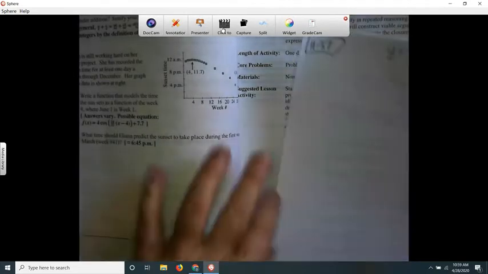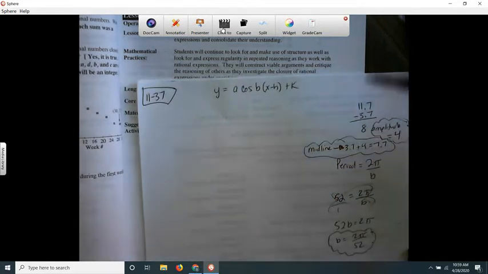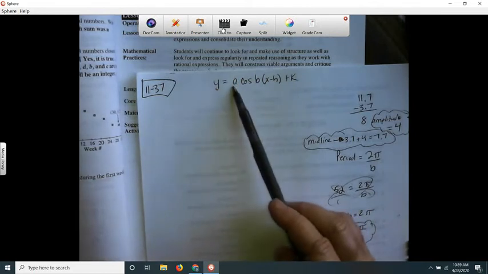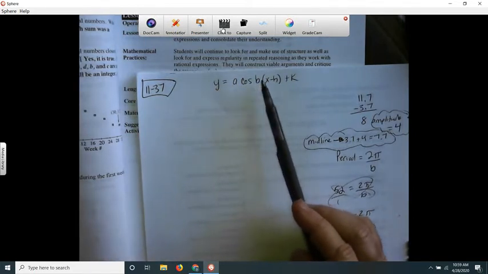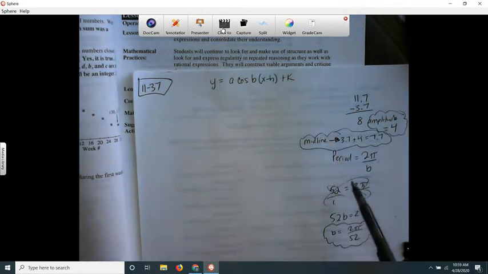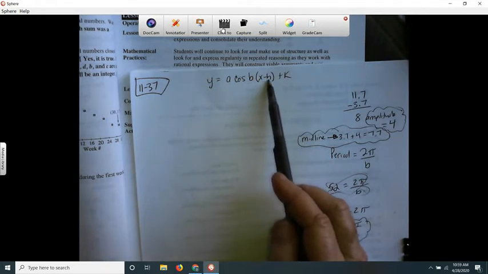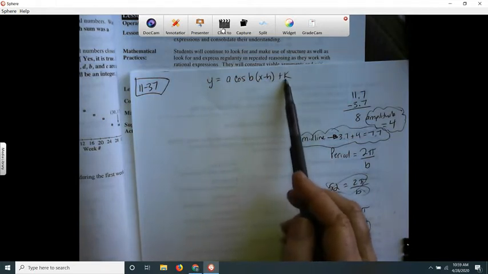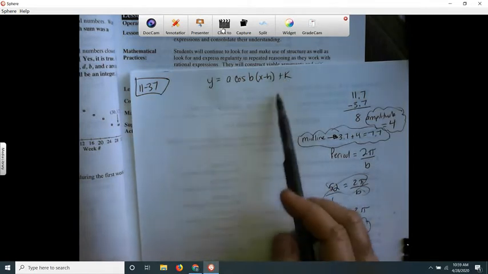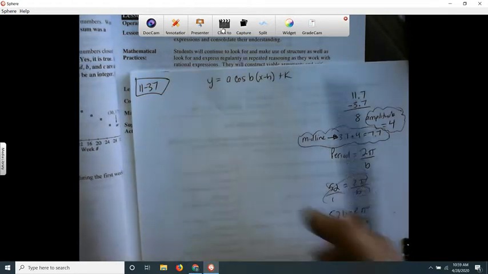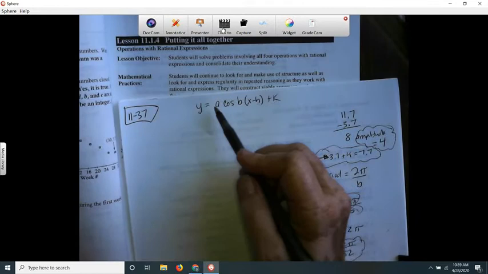So we know that the graphing form of a cosine or sine function is A, which is the amplitude, times cosine of B, where the period is 2 pi over B, times x minus h, plus k. H is the horizontal shift, and K is the vertical shift. So I'm going to see if I can look at her graph and fill in all these letters of the alphabet. I usually try to find the amplitude first.